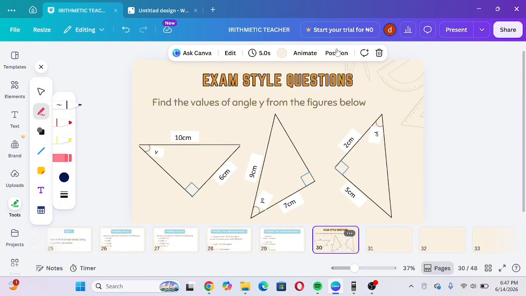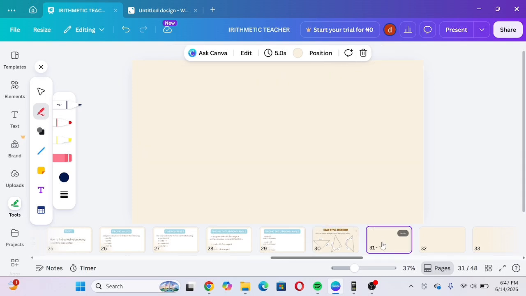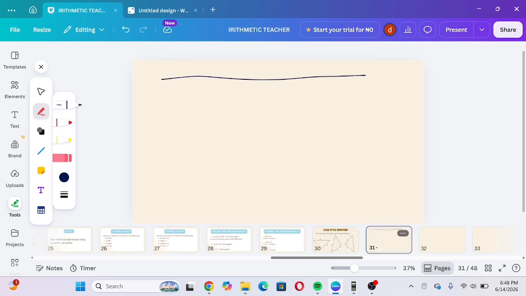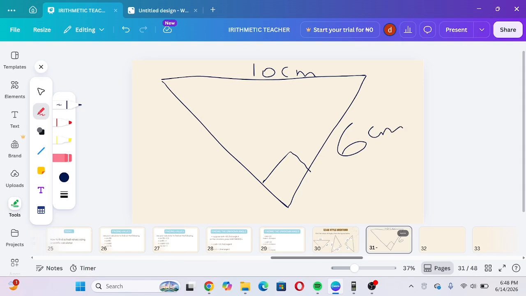Now we'll go into these examples. You are asked to find the value of y from the figures given below. Let's go right into it. For the first question, you have this. Do not mind the diagram. Your right angle is over here. This is 10 cm, while this is 6. Then your angle of interest is right here.